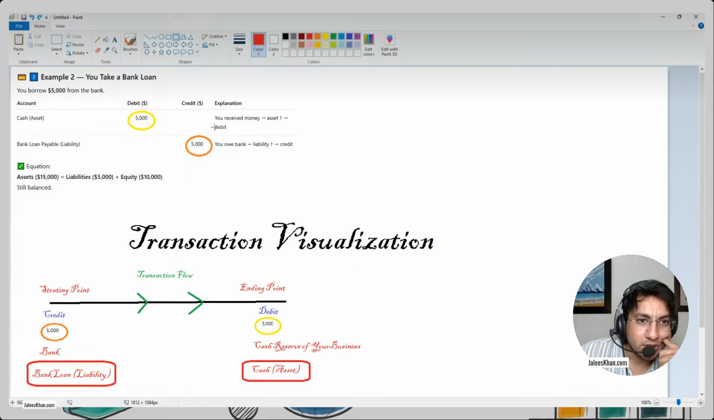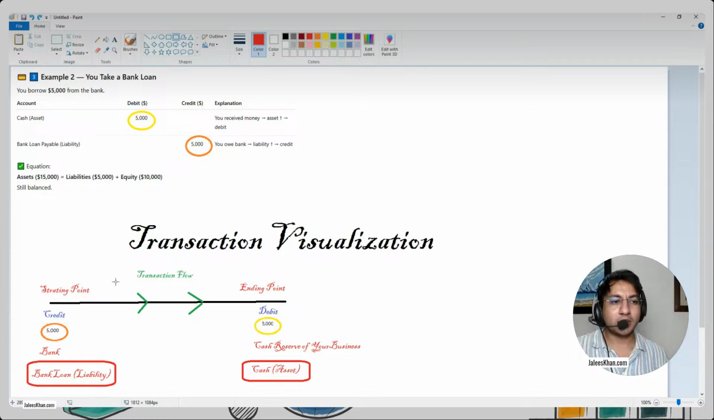And here we can see that you receive money. So our company is the ending point of the transaction. It is increasing the asset. So the debit increases. Okay, so it will come into the debit because our company account is the ending point of the transaction. So that's why it is coming under this one. Oh, got it.